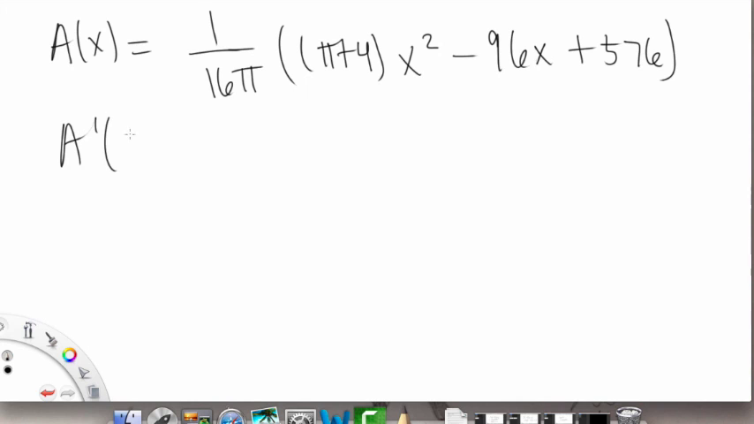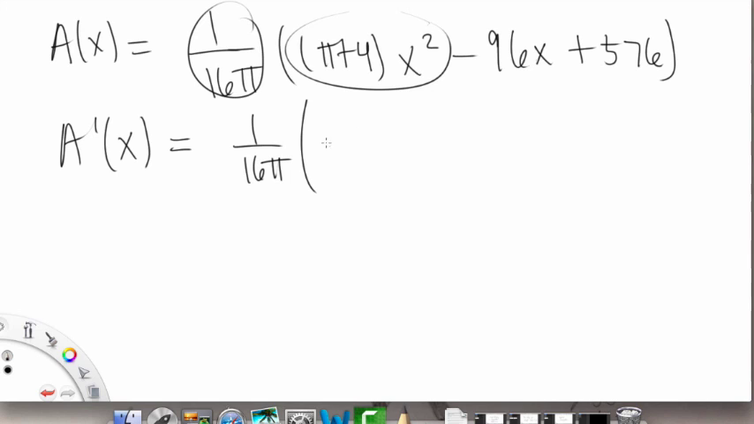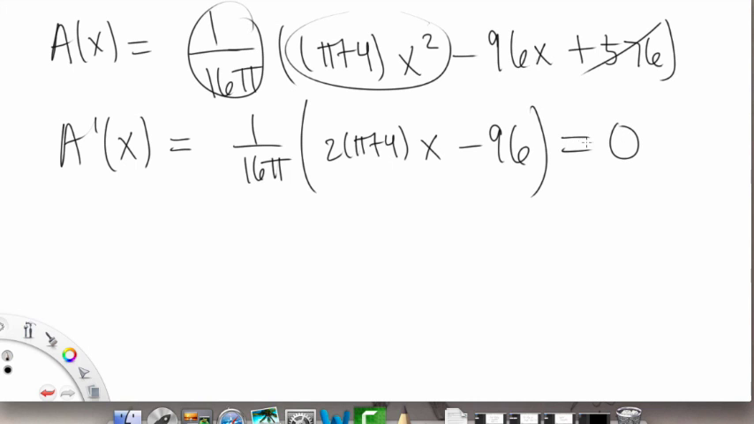But what we're going to do is just differentiate once. According to the constant multiple rule, we have that 1 over 16 pi just sitting in front. Inside, we bring down the 2 in front, so 2 times pi plus 4 times x, minus 96, and the 576 goes away completely. Now all we have to do is set this equal to 0, so we find that critical point.